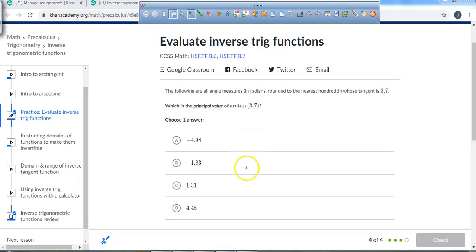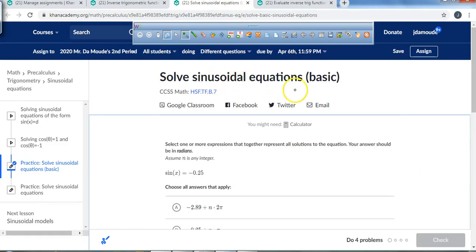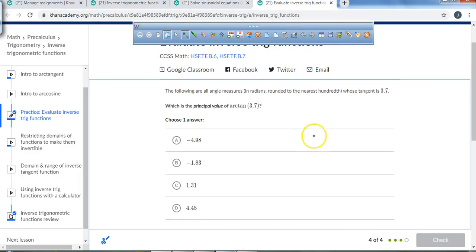Hello everyone. In this particular video we're going to be going over a couple assignments. One, evaluate inverse trig functions, and the other, solving sinusoidal equations, just the basics. So we're going to be going over that. Make sure you have your journal ready to go.